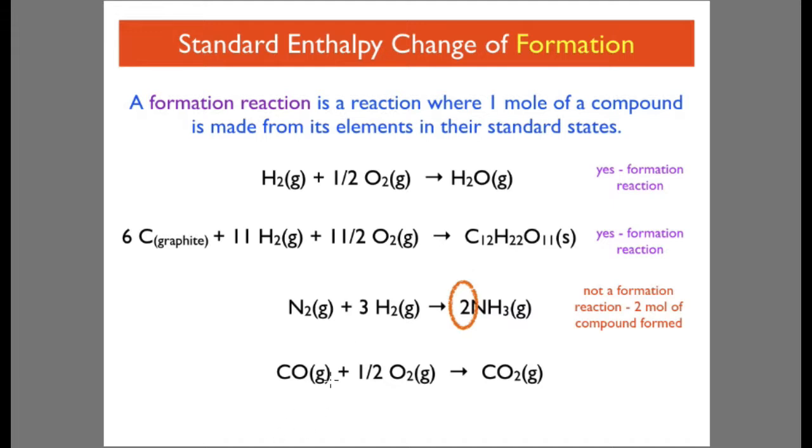Next one, we've got carbon monoxide gas plus oxygen gas giving carbon dioxide gas. So things look okay, everything's in its standard state. But one minute, what we've got here, carbon and oxygen. So this is a compound. It says here is made from its elements in their standard state. Okay, so carbon monoxide is a compound, not an element. So it's not a formation reaction because one of the reactants is a compound, not an element.